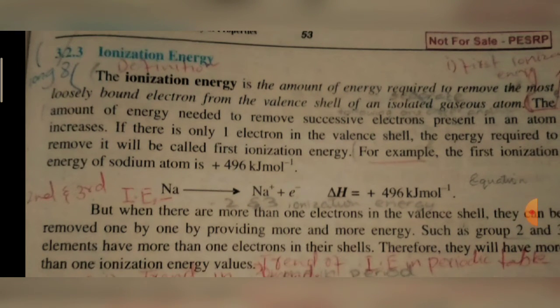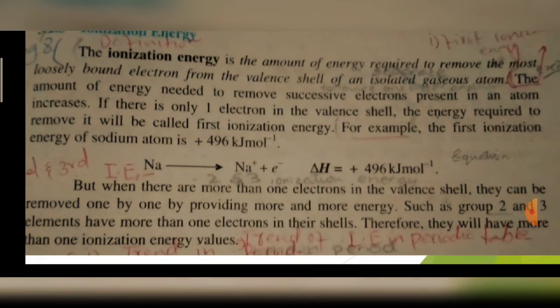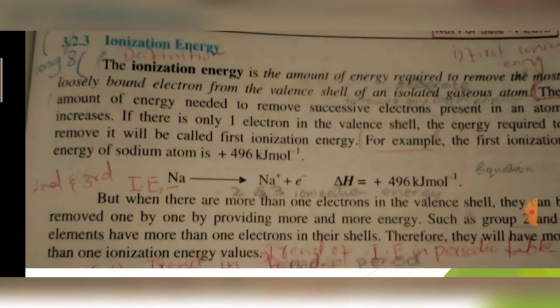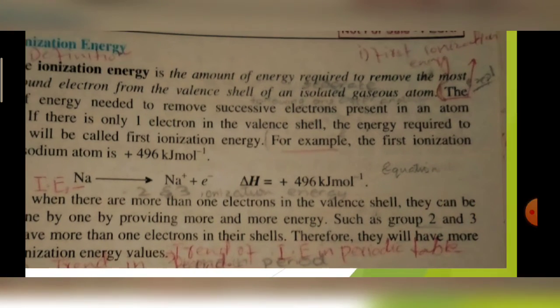But when there are more than one electron in the valence shell, they can be removed one by one, providing more and more energy. Group 2 and 3 elements have more than one electron in their shell. Therefore they will have more than one ionization energy value.